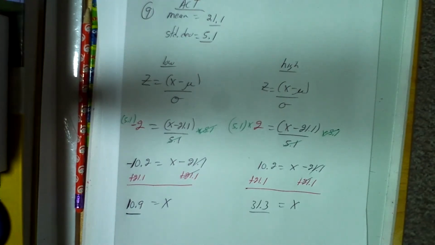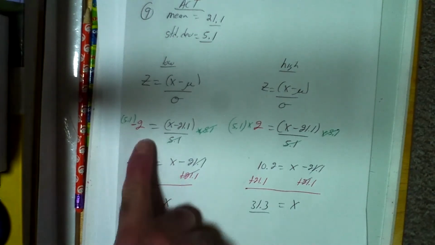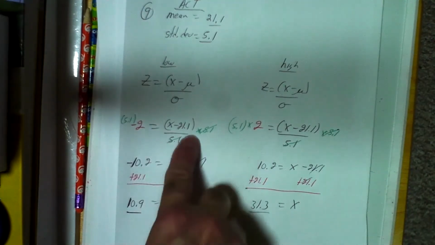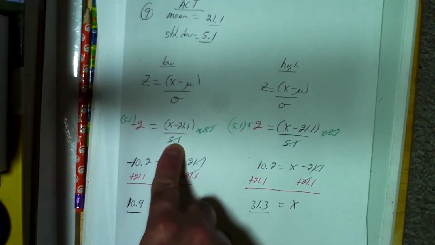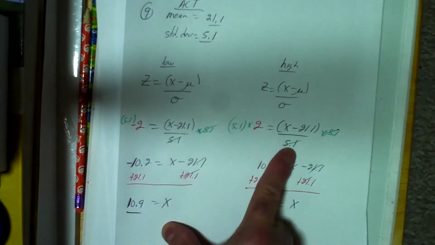Okay, so that's how you do number 9. Number 11 is going to work the same way. You're going to set it up the same way with the 2 and the negative 2. You're just going to replace the 21.1 and the 5.1 with the new figures that they have for the mean and standard deviation. Same thing.